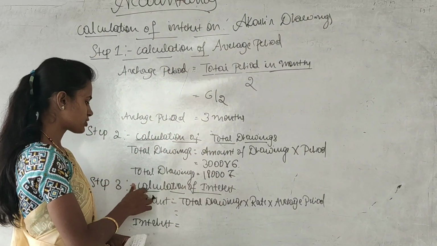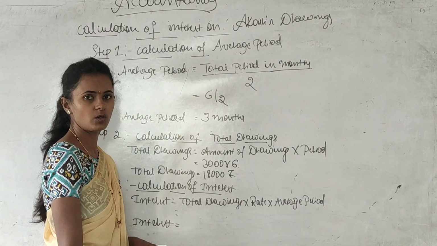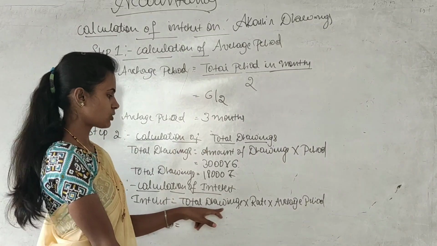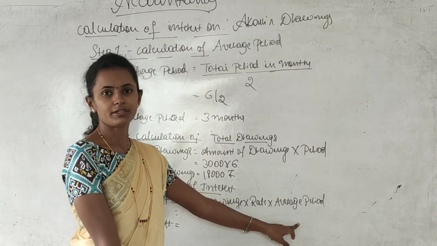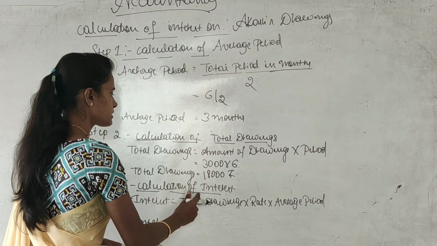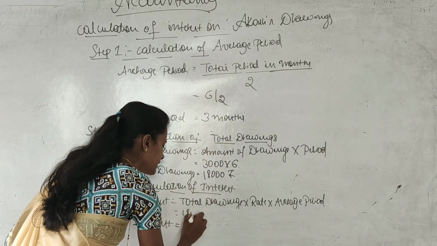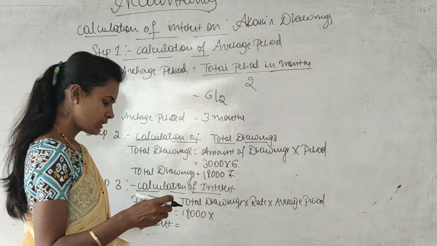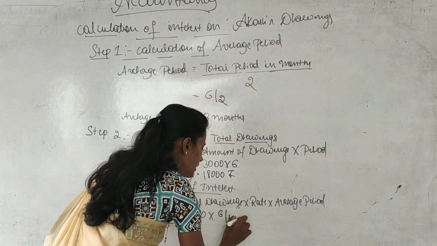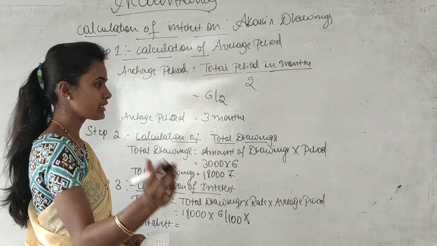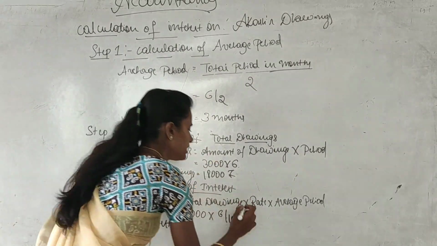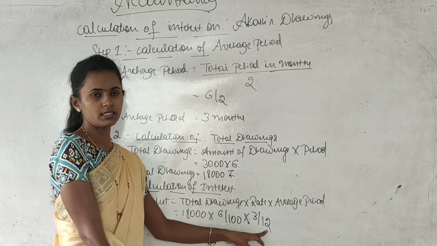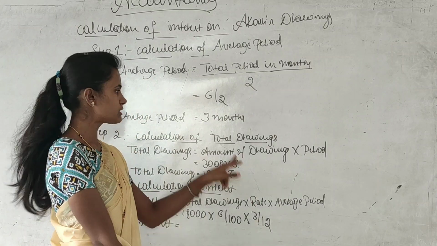And in the case of step 3, it's the calculation of interest. To calculate the interest under the average period method we have a formula: total drawings into rate into average period. Total drawings, that we got in step 2, is 18,000 rupees, into rate given in the problem, 6%, that is 6 divided by 100, into average period. From step 1 it's 3 months, so 3 divided by 12. Again, in a year we have 12 months, and in the 12 months our average period is only 3 months.